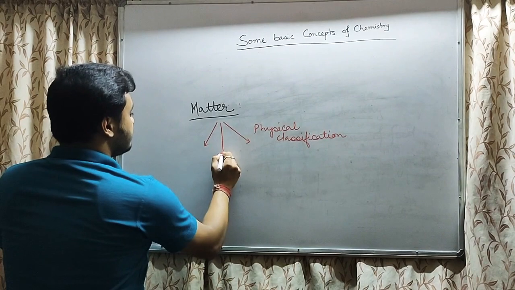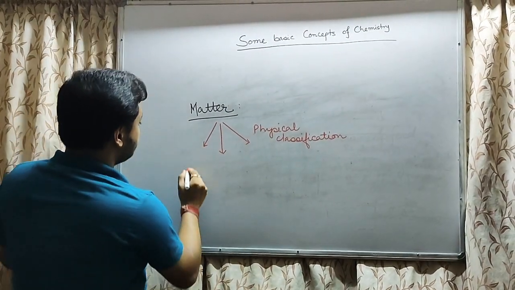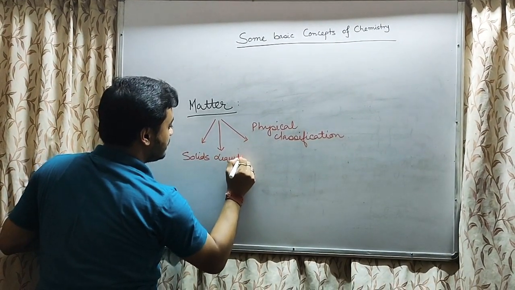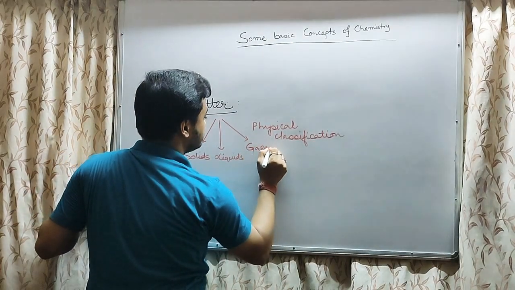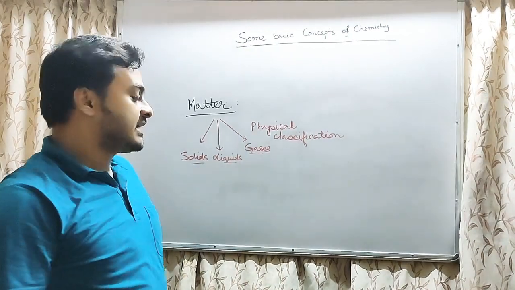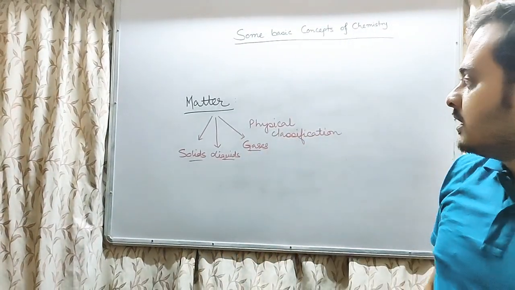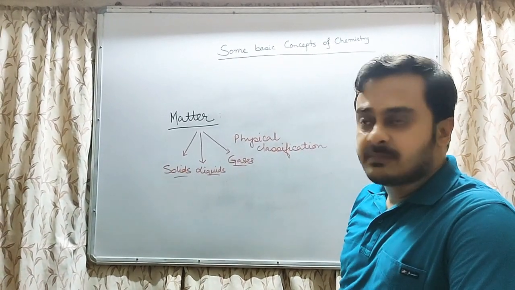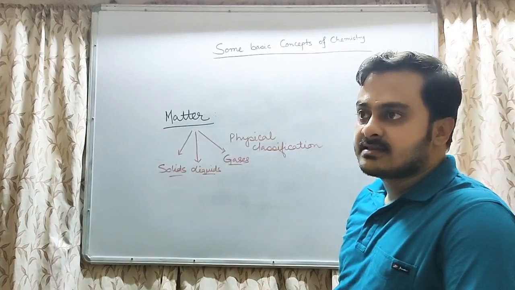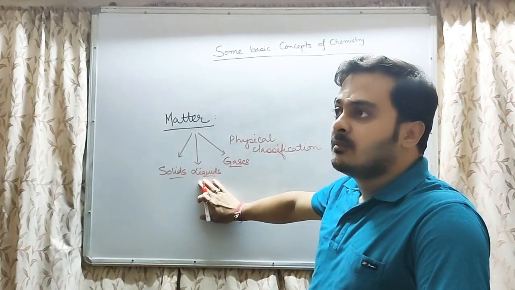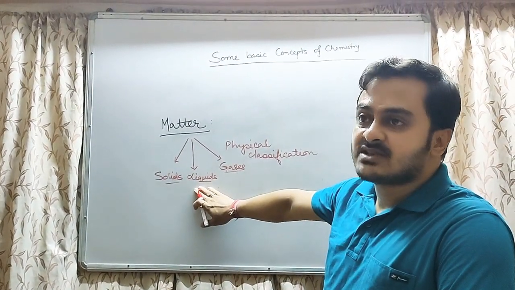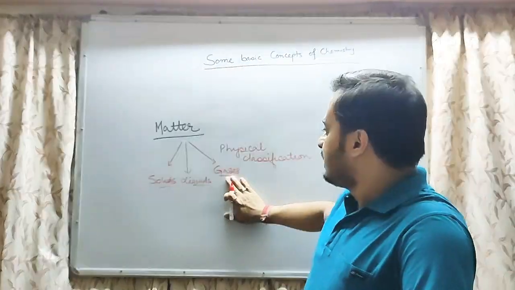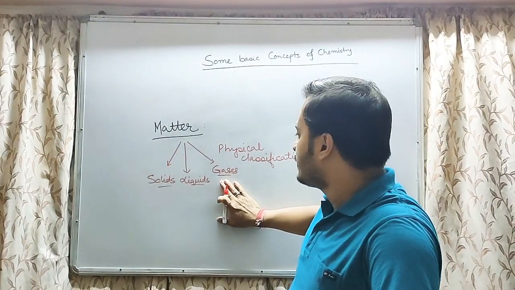Now, on the basis of the physical classification, matter can be classified into solids, liquids and gases. I have just now told that solids are the substances that have definite shape and definite volume. Liquids are the substances that have definite volume but not definite shape, because they take the shape of the container where they are kept. And gases are the substances which have neither definite shape nor definite volume.